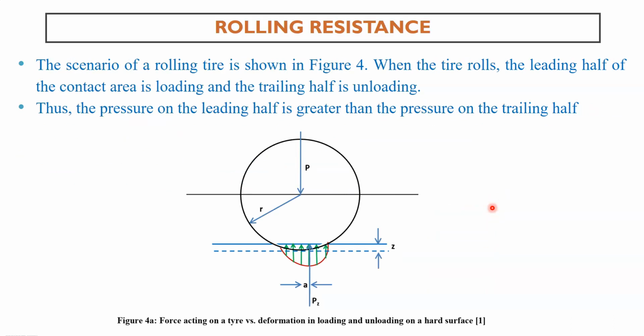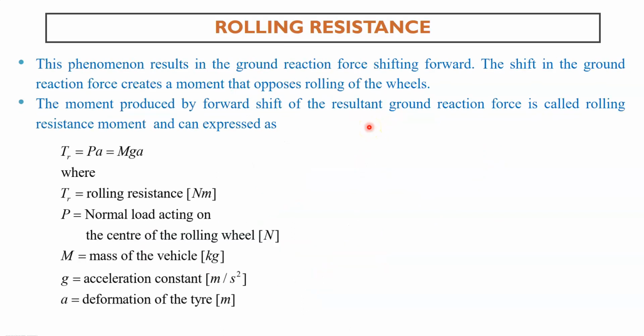When the tire rolls, the leading half of the contact area is loading and the trailing half is unloading. Thus, the pressure on the leading half is greater than the pressure on the trailing half. This is the problem due to rolling resistance. So this phenomenon results in the ground reaction force shifting forward. The shift in ground reaction force creates a moment that opposes the rolling of the vehicle. So this opposes the movement of the vehicle.